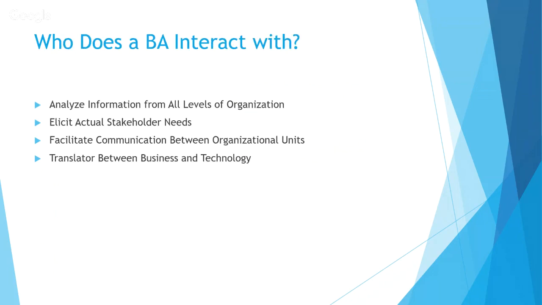So, who does a BA interact with? Really, this is kind of a loaded question because a BA interacts with everybody in the organization. A BA does not just sit with a business unit and interact with their business unit. They don't just sit with the development team and interact with developers and the Scrum Master all day. They interact with everyone in an organization at all levels of the company.